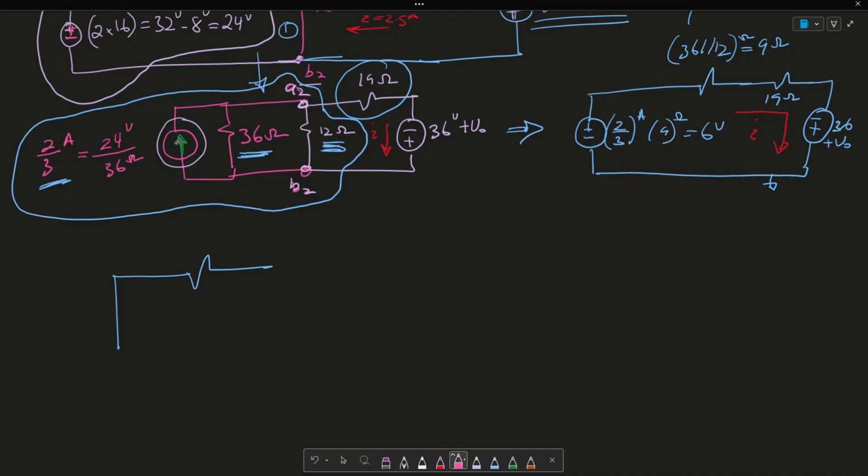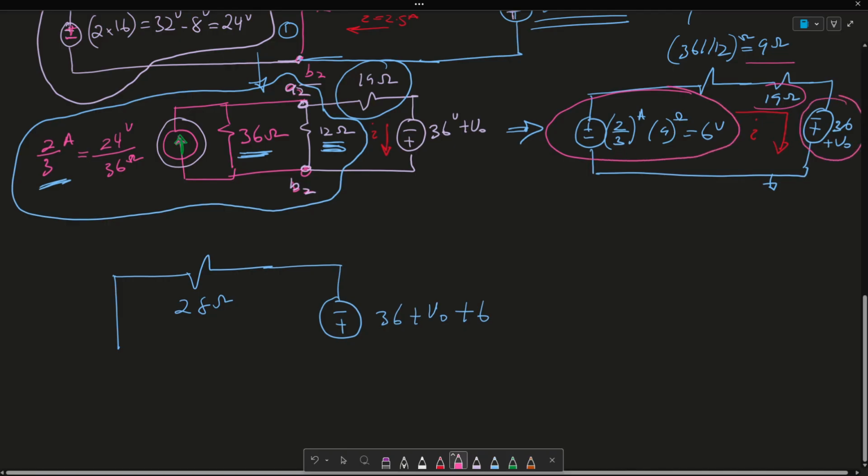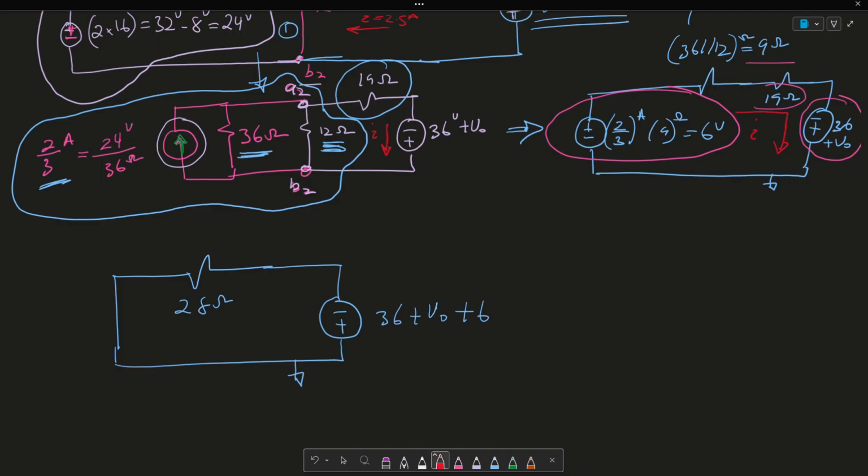This again is this 9 plus 19 ohm. So then I get 28 ohms. And there's a voltage source here, minus plus, which is going to be 36 plus VO plus 6 volts. And that's simply because my 6 volts is orientated the same way as this voltage source. So we can just add them up together. And then this goes here. And since my current is flowing in this direction, I is equal to 2.5 amps.